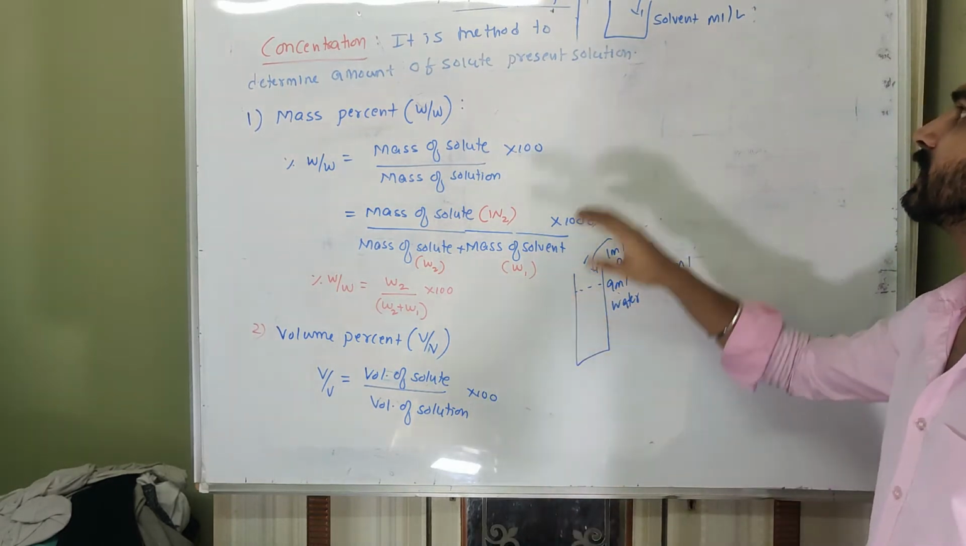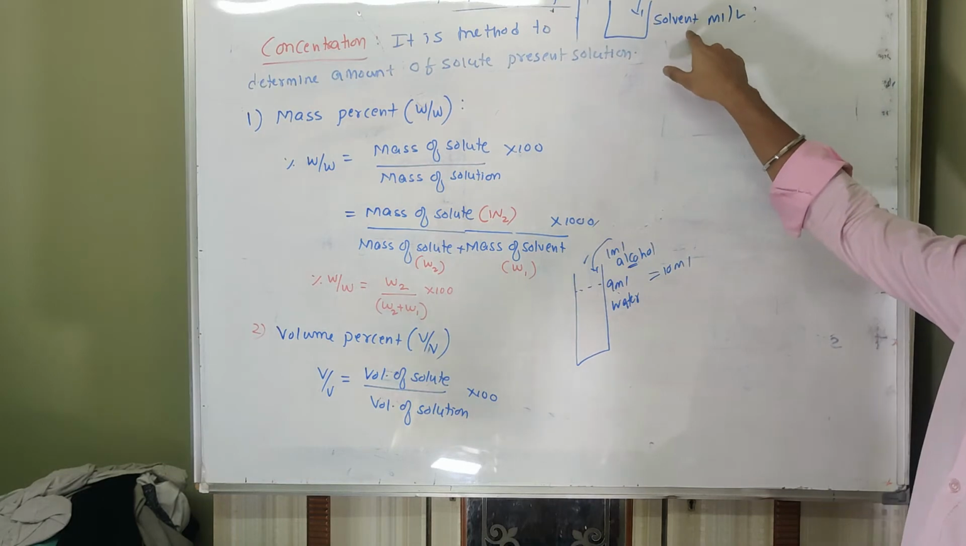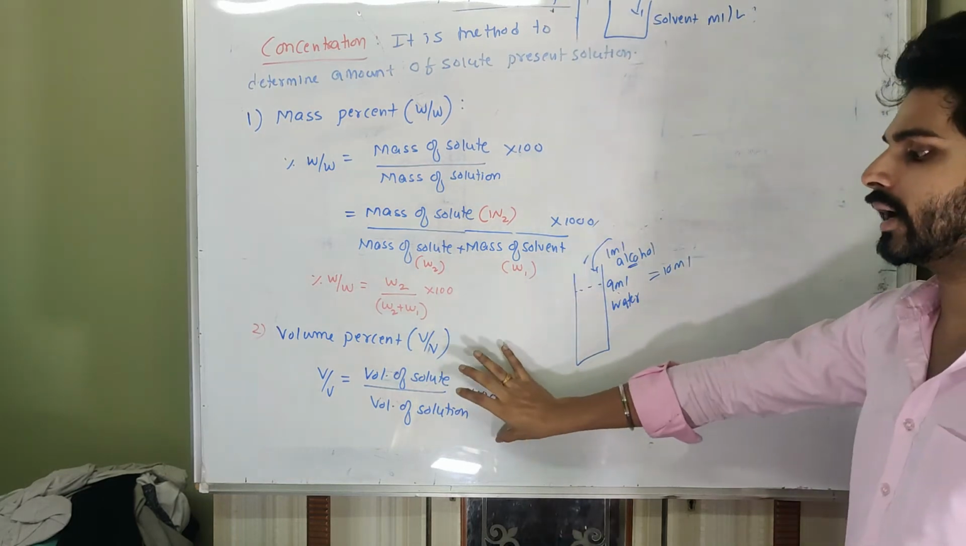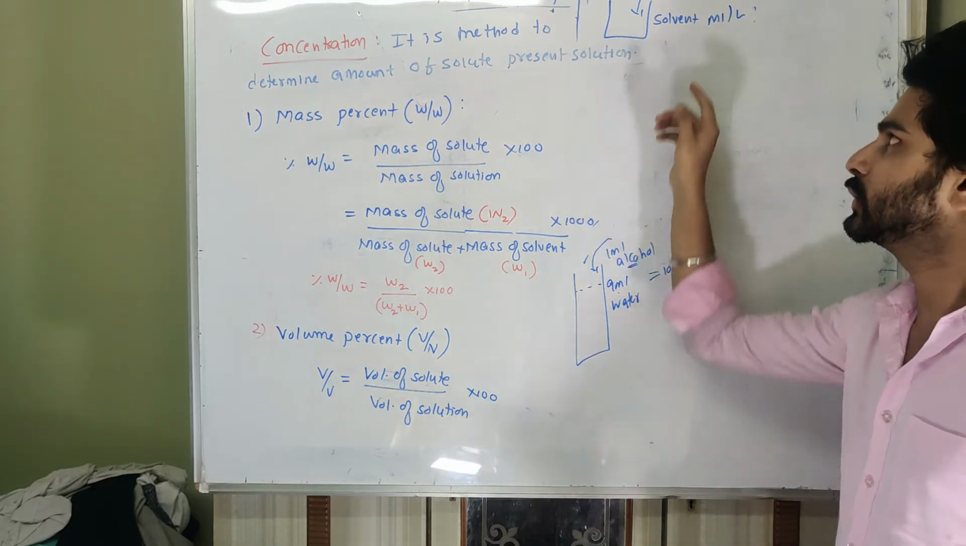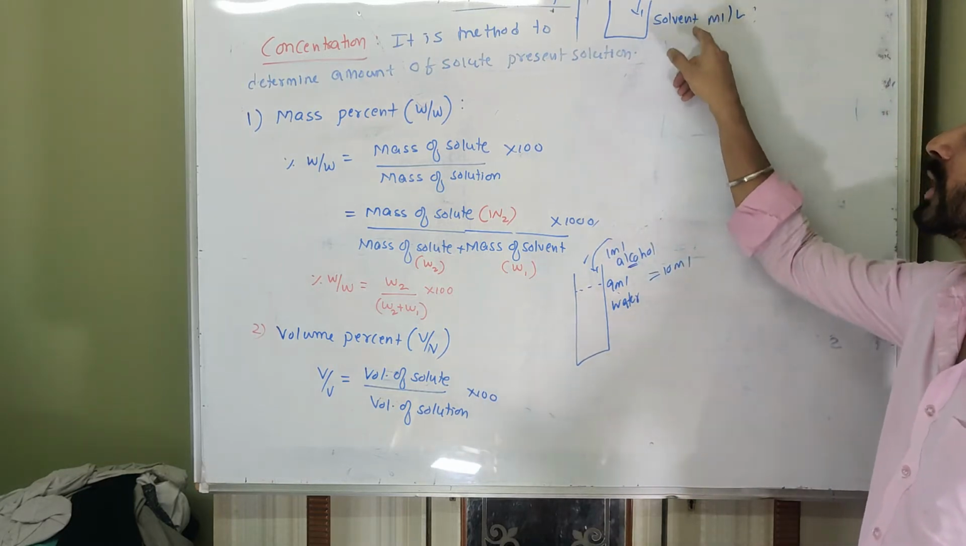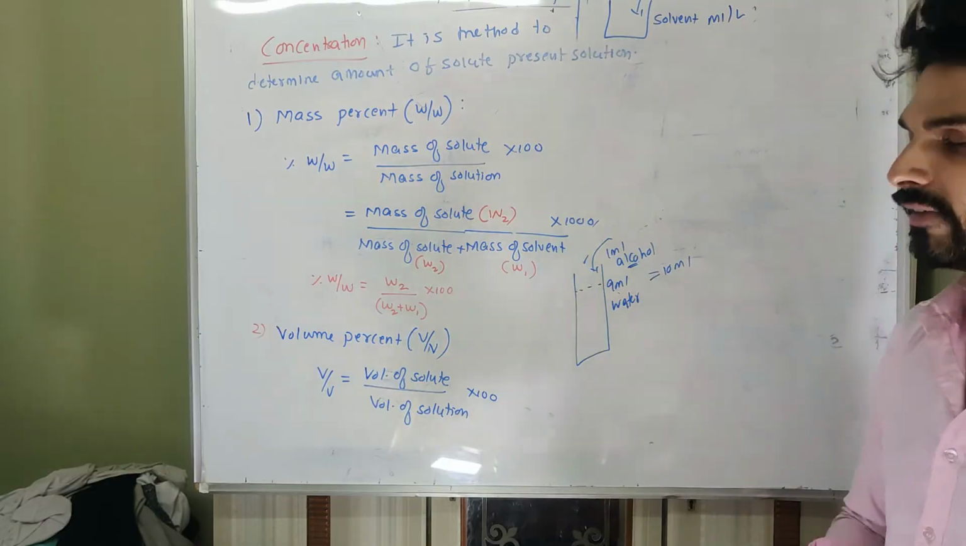So in this case, having the volume of solvent won't help us to calculate here. We have to know the volume of the solution directly. You cannot add volume of solute and volume of solvent unless it is given.